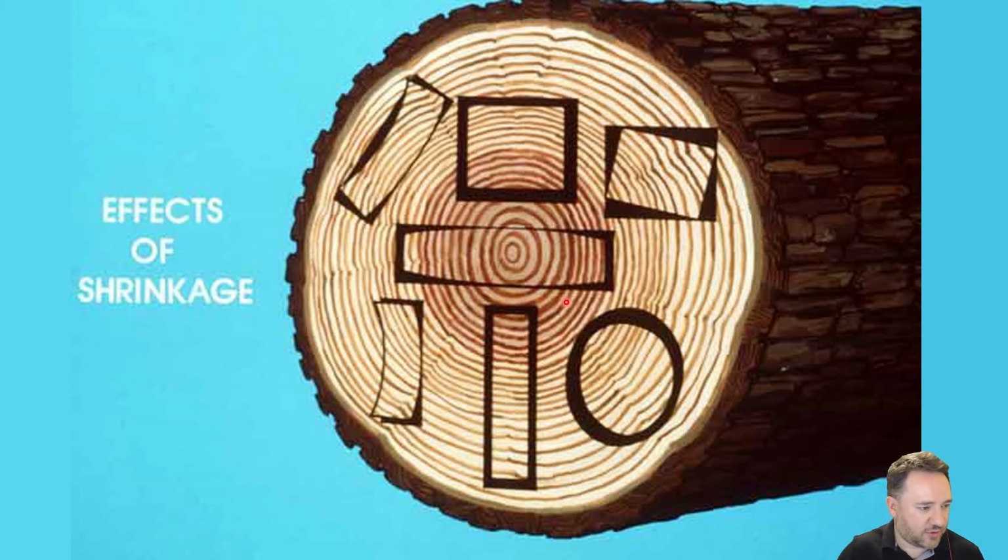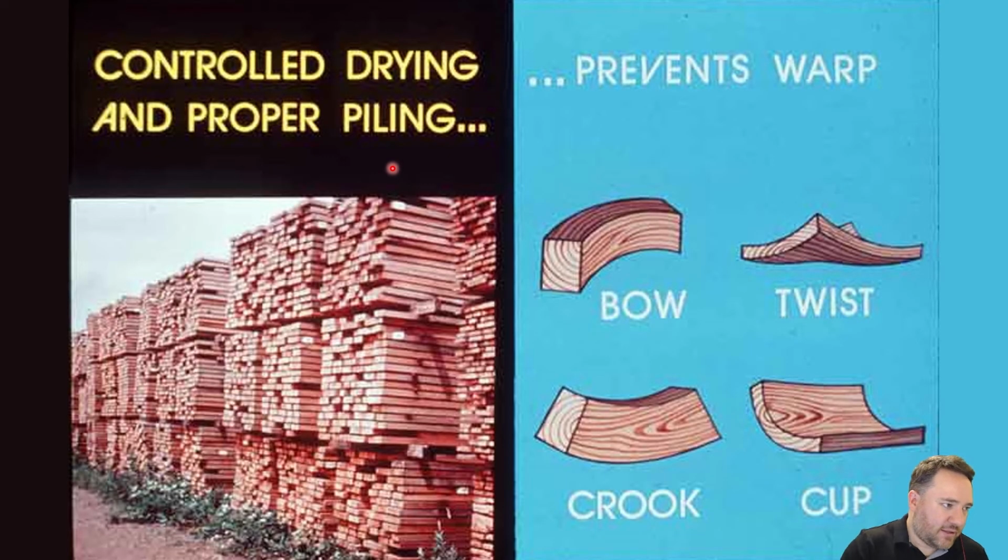Okay, so we see other ways that we can get warping. So obviously cutting a piece of wood like this is much better for warping than cutting a piece of wood like this. Okay, so one way that we can reduce this amount of warping is by controlled drying.